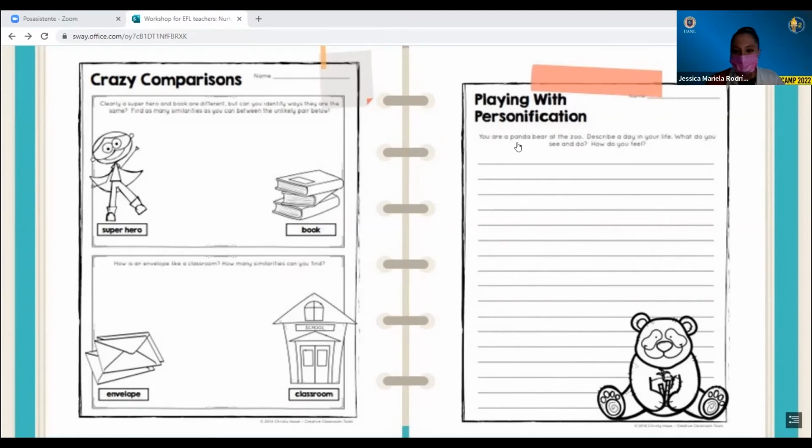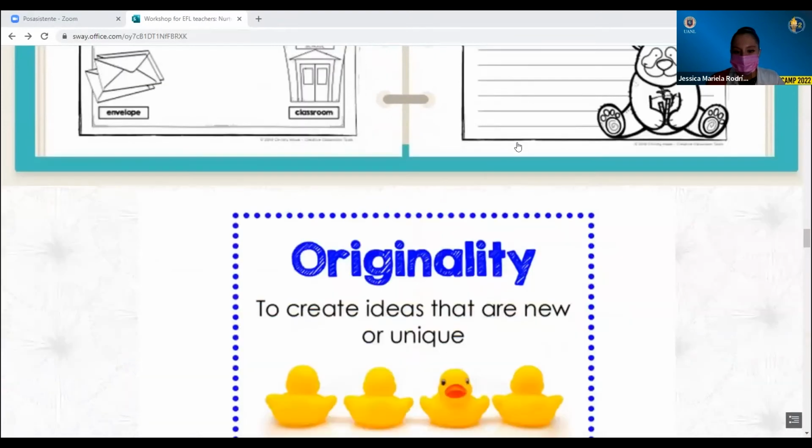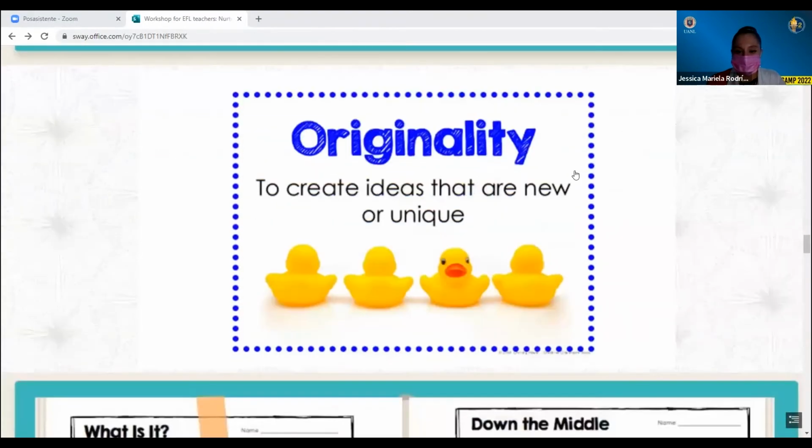Then we have the originality characteristic, and this is to create ideas that are new and unique and original. Okay, so in these kinds of activities, we have to put everything together, but at the same time, it has to be something new. Okay, you have to be unique. You have to show your own style.